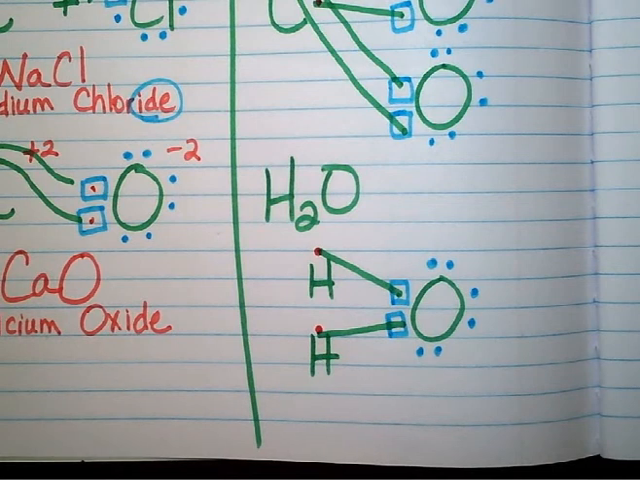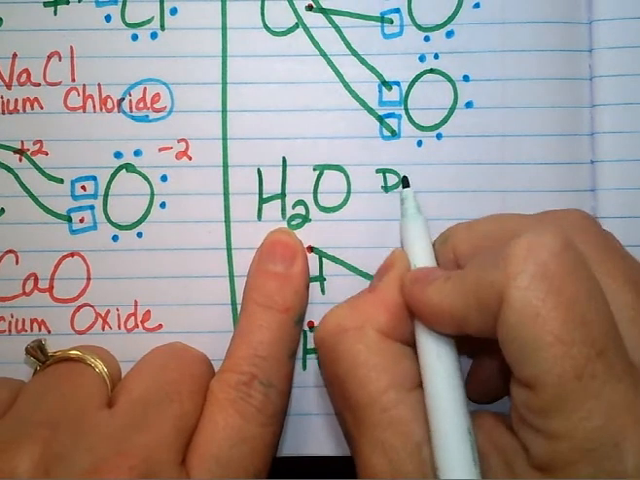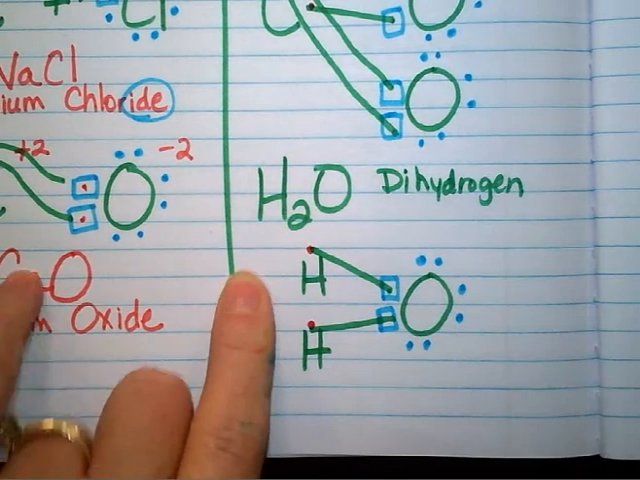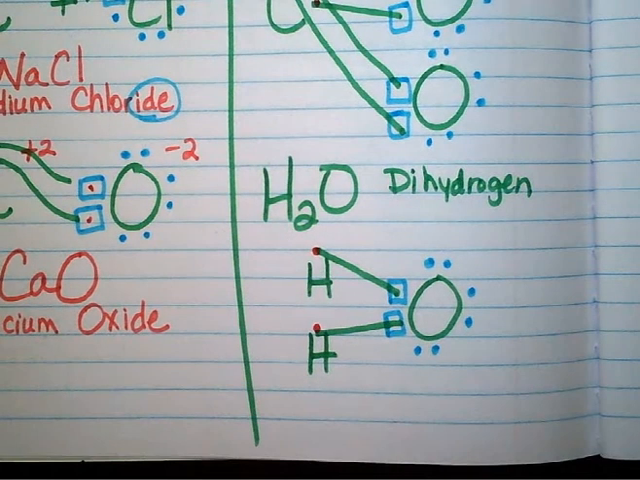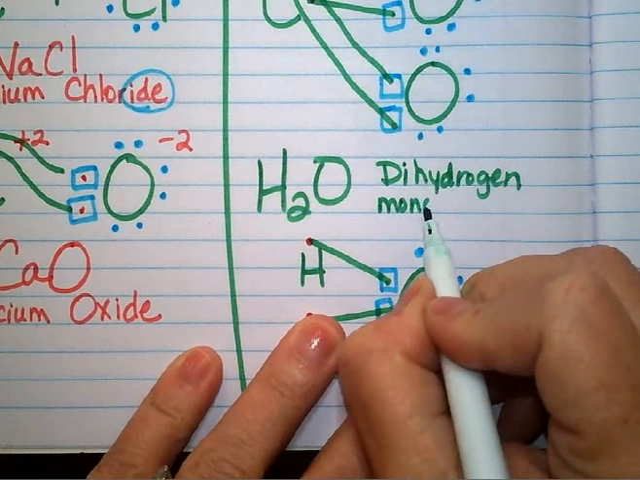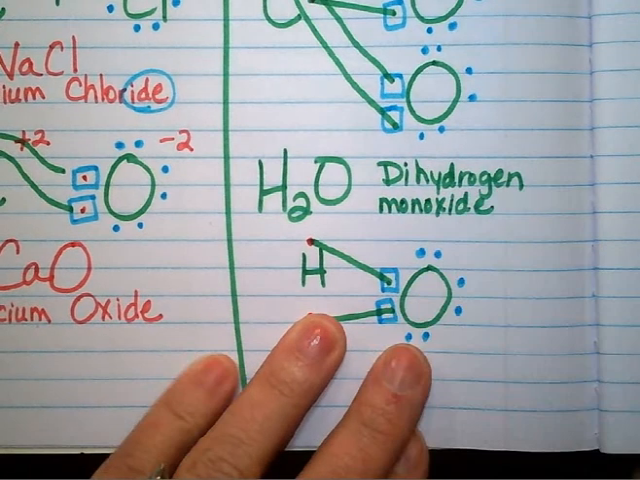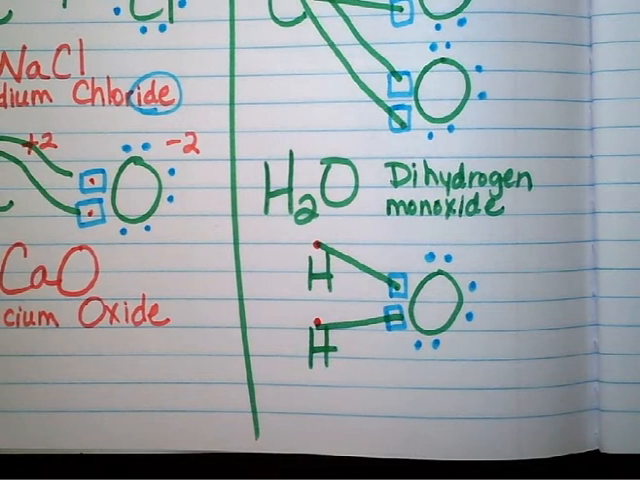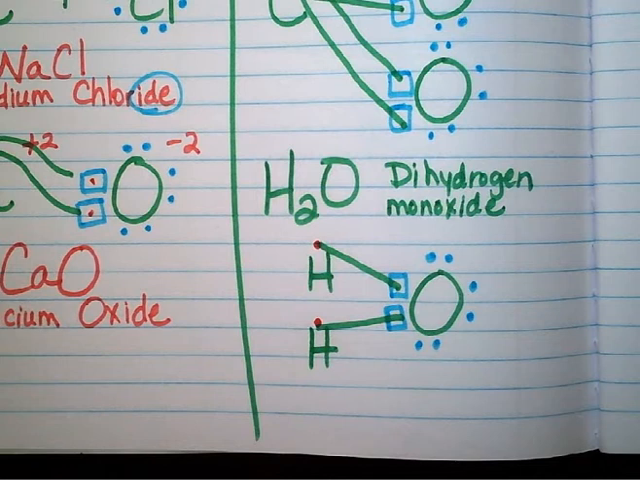If I were to use the scientific name for this, I would use the prefix di for hydrogen, meaning I have 2 hydrogens, and I have 1 oxygen, so that is monoxide. Sounds very chemical, right? So dihydrogen monoxide is the scientific name for what we call water, just like sodium chloride is what we call salt.